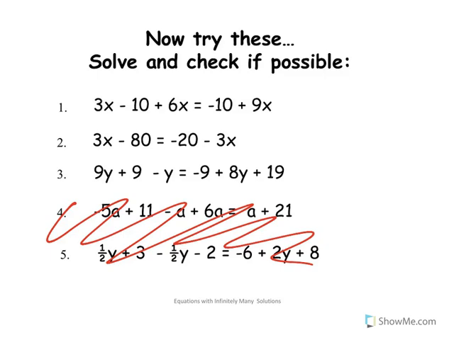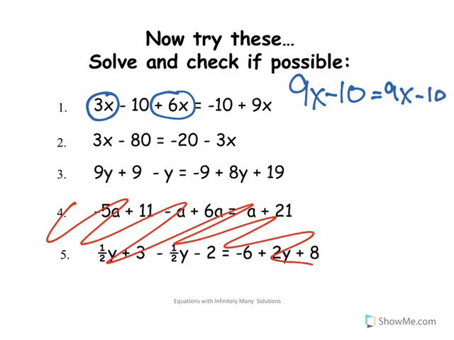Okay, so hopefully you paused and you worked that out. So for the first one, when I combine my like terms, I get 9x minus 10 equals 9x minus 10. Remember, we can write an expression in different ways as long as the terms have the right signs. So I can express negative 10 plus 9x as 9x minus 10, knowing that the 9x has to be positive and the 10 has to be negative. Well, that's great. I've got the exact same terms on both sides. There's my infinitely many solutions.